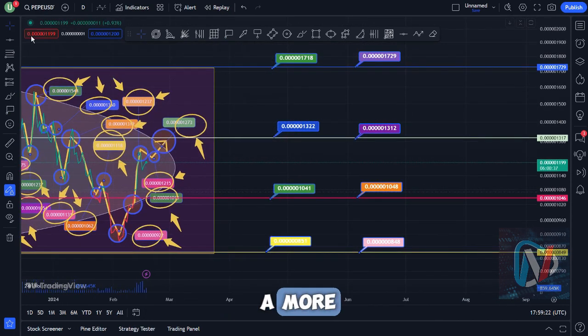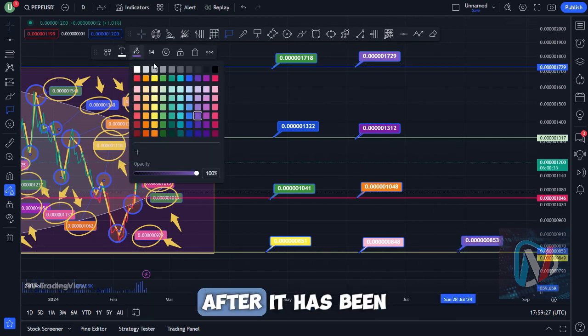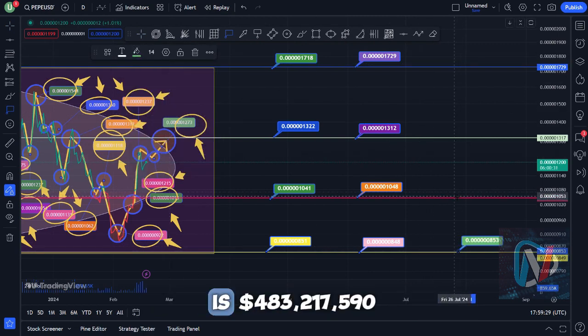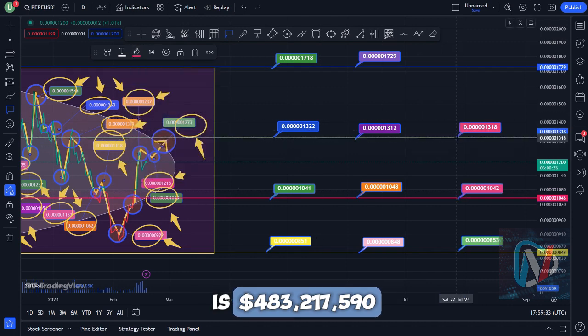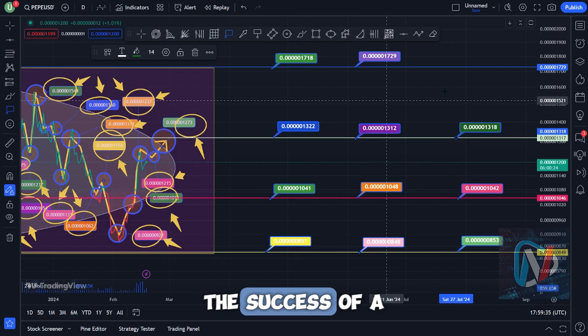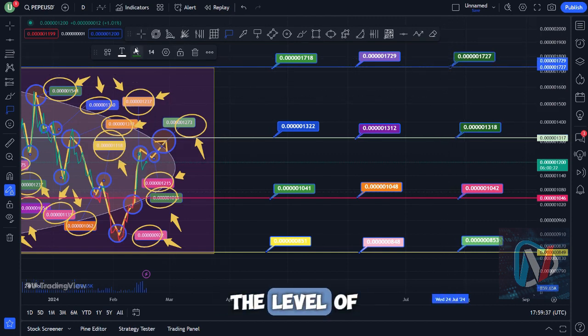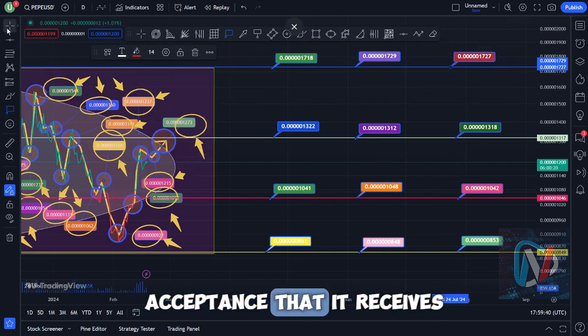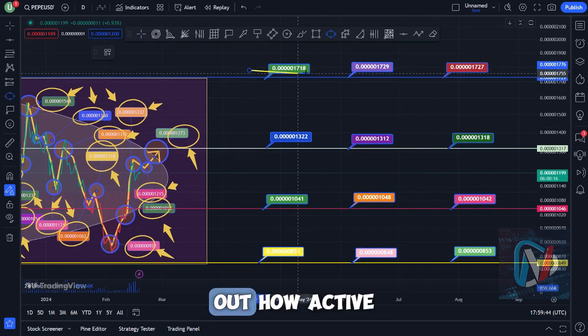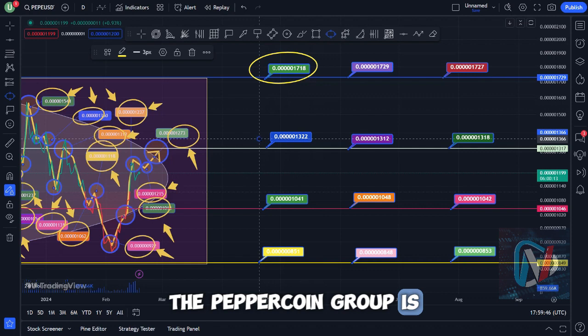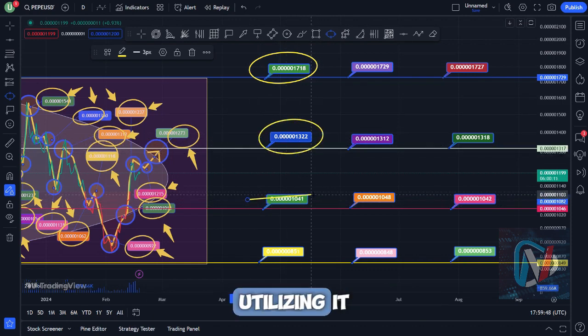To provide you with a more comprehensive view, the market capitalization of Pepecoin after it has been fully diluted is $483,217,590. The success of a coin is highly dependent on the level of community involvement and acceptance that it receives. During the course of our investigation, we will find out how active the Pepecoin group is, as well as the number of people who are utilizing it.